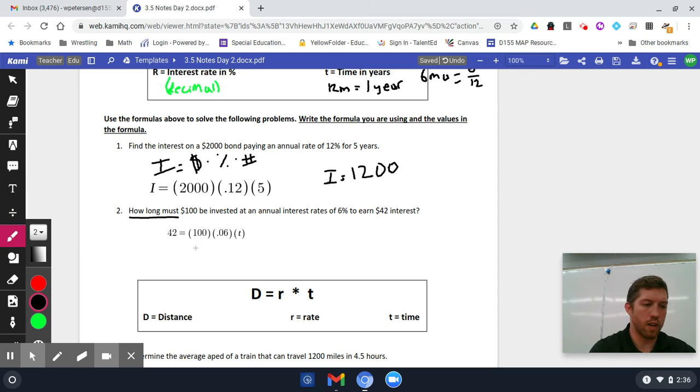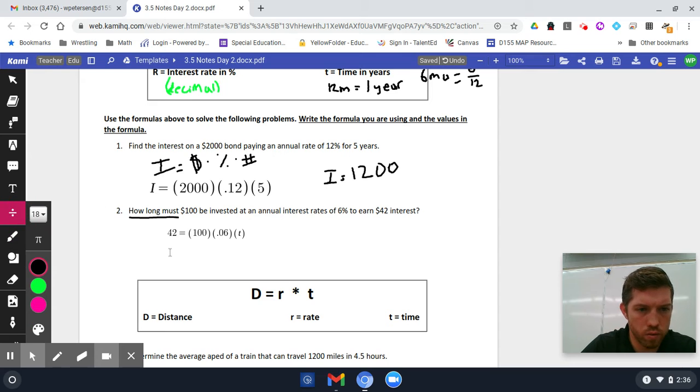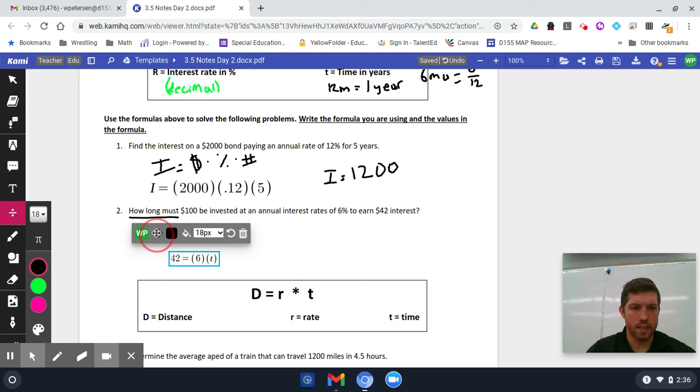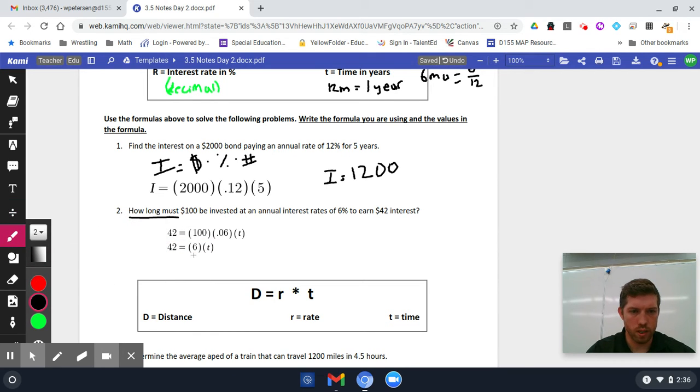The first thing we're going to have to do is take our 100, and we're going to times it by that 0.06, that's 6%. So then you're going to get 42 equals 6 times t. Okay. So at this point, we want to get t by itself. And so to separate these two, we divide, right? So we'll divide both sides by 6.